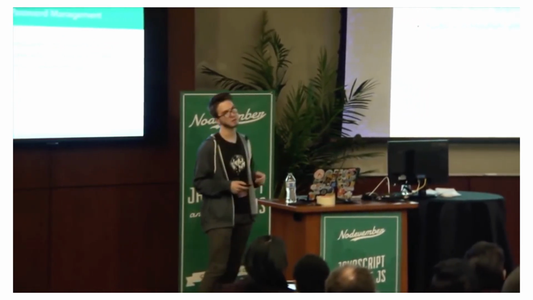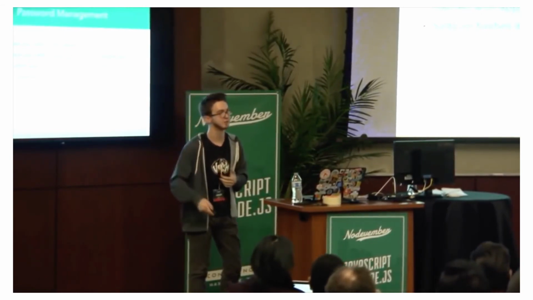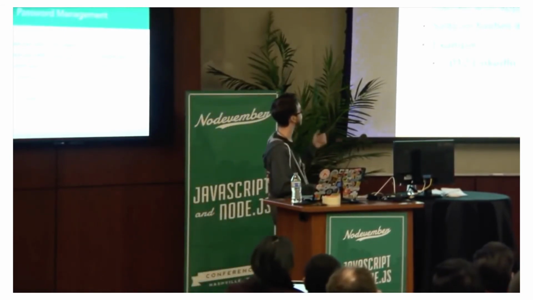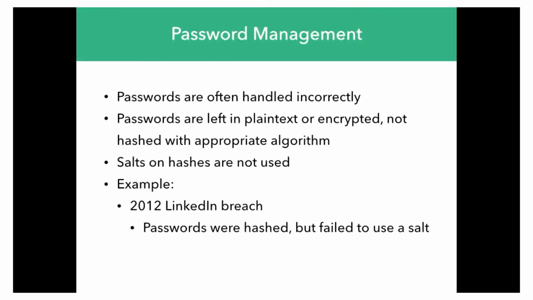You also need to use salts, which are essentially random tokens appended to the end that add additional protection. An example is the 2012 LinkedIn breach. Passwords were hashed but failed to use a salt. When they fail to use a salt, you can look up things called rainbow tables, which is basically a mapping of hashes to passwords, and then you can crack the passwords more quickly. And there are tools that already do this. If you look up John the Ripper or Hashcat, they use GPUs and do it in no time.